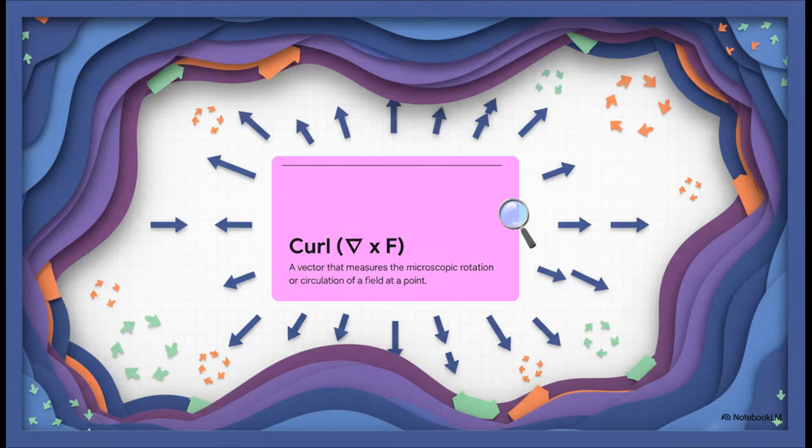And finally, we have curl. This one is my favorite. Imagine placing a tiny, microscopic paddle wheel into a flowing river. The curl vector tells you exactly how fast and in what direction that little paddle wheel would spin. It measures the tiny, swirling, rotational quality of the field at every single point. It's how we find all the hidden whirlpools.